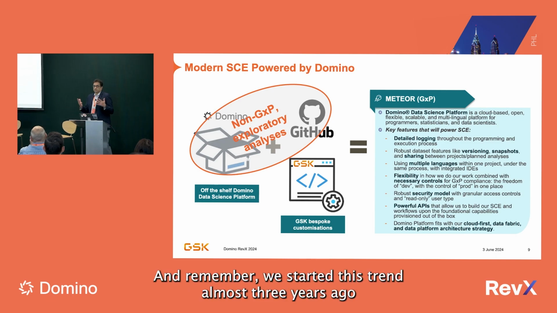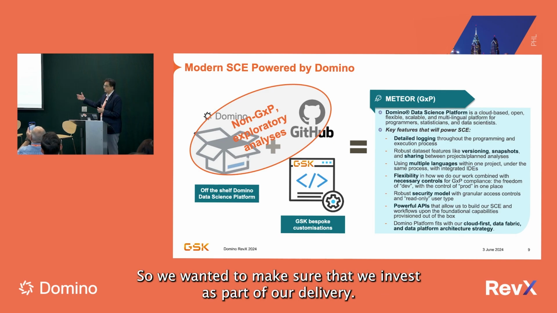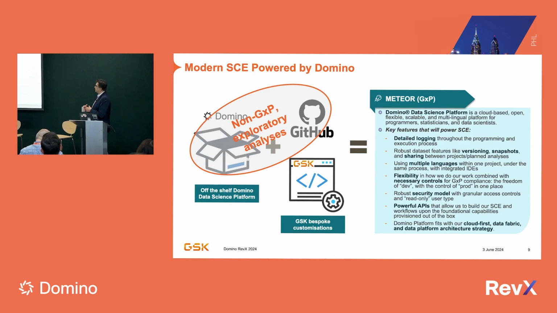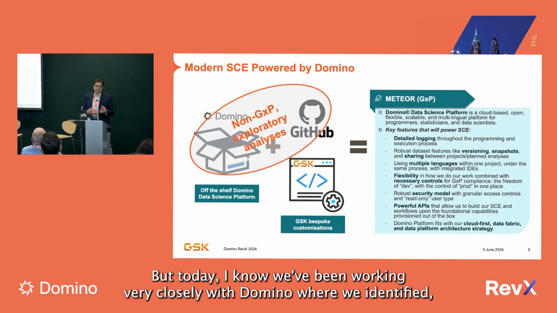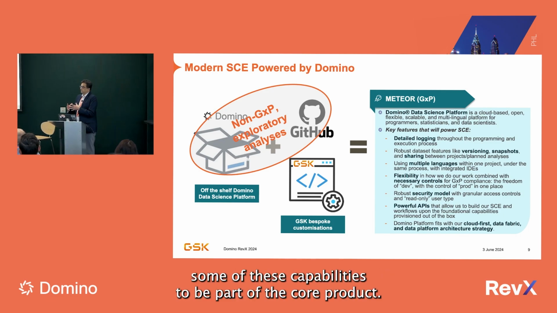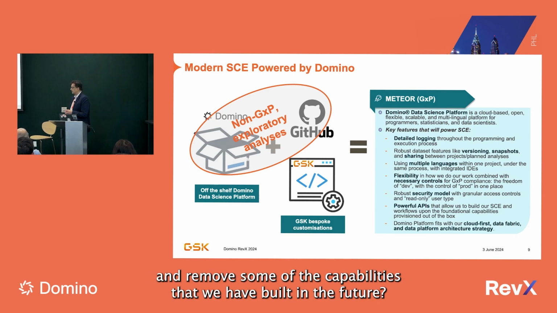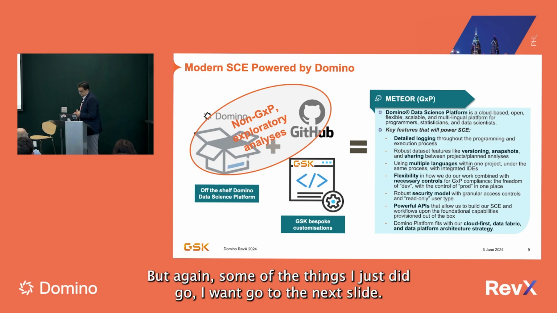Remember, we started this journey almost 3 years ago, and there were some capabilities that were not available, so we wanted to make sure we addressed them as part of our delivery. Today, we've worked very closely with Domino, and some of these capabilities have been identified to become part of the core product. So we will probably go back and ask how we leverage those core products and remove the capabilities that we built ourselves.